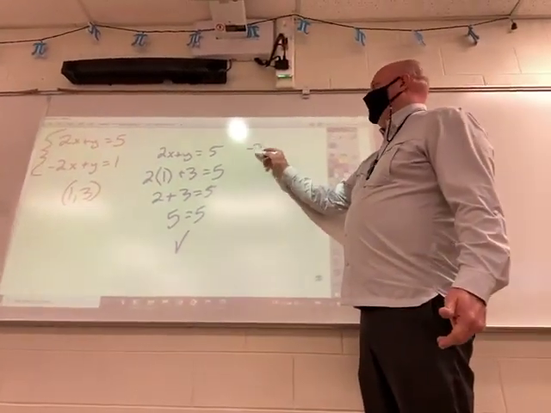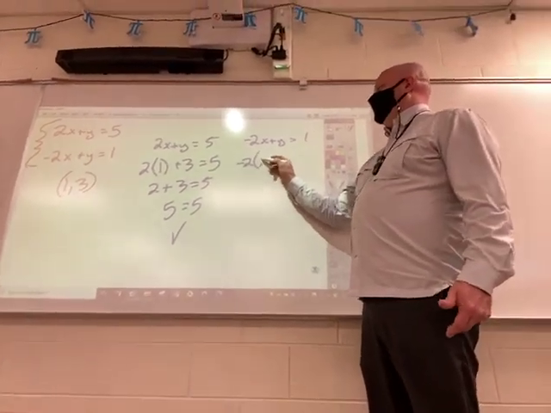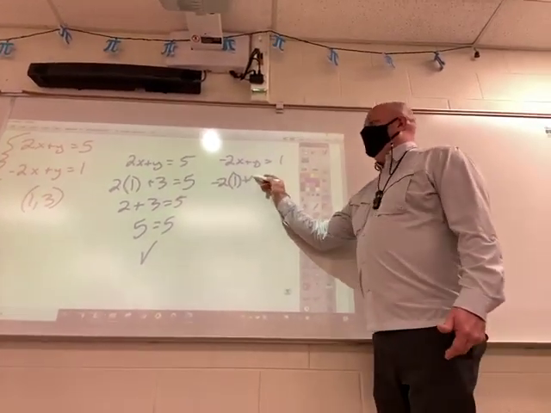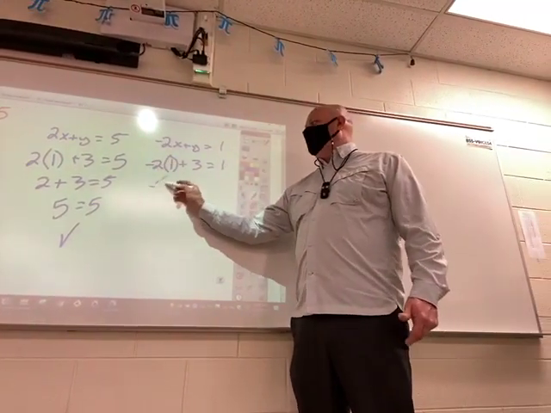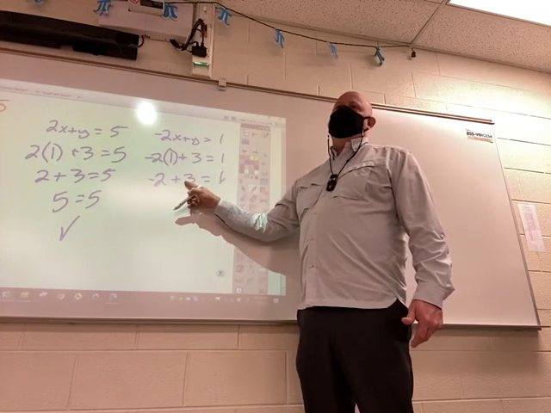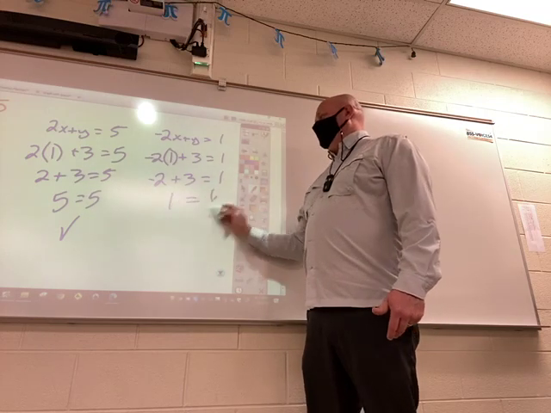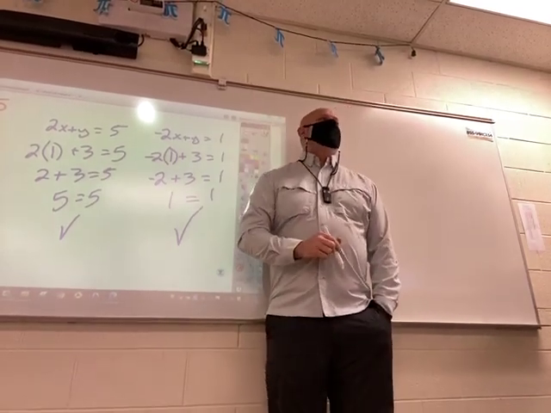Check the second one. Negative 2x plus y equals 1. Negative 2 times the 1. The y becomes a 3. Negative 2 times 1 is negative 2. What's negative 2 plus 3? 1 equals 1. Is that the correct answer to this problem? Yes.